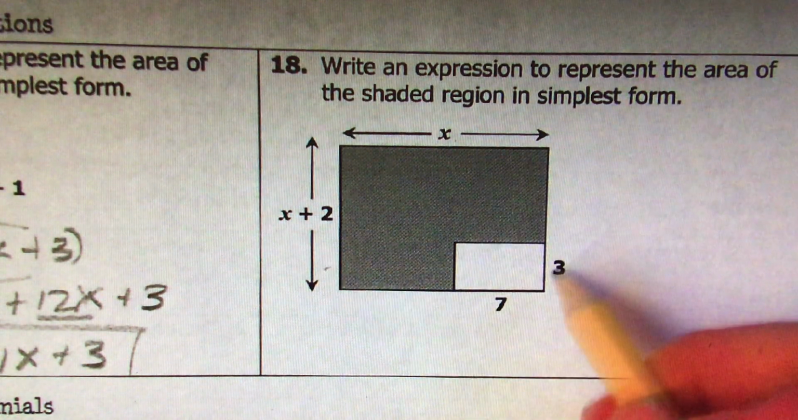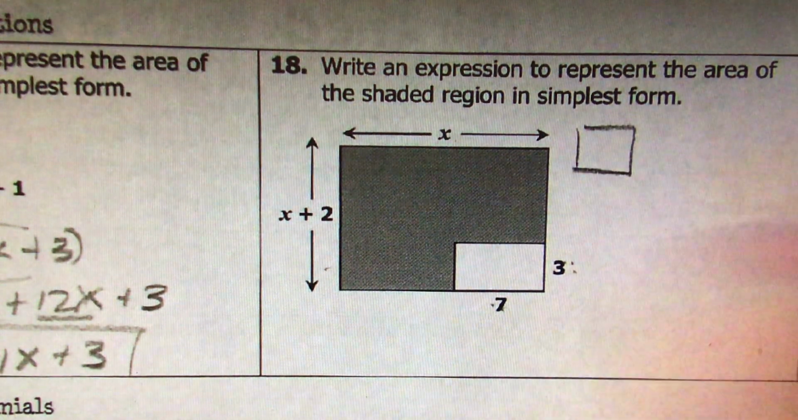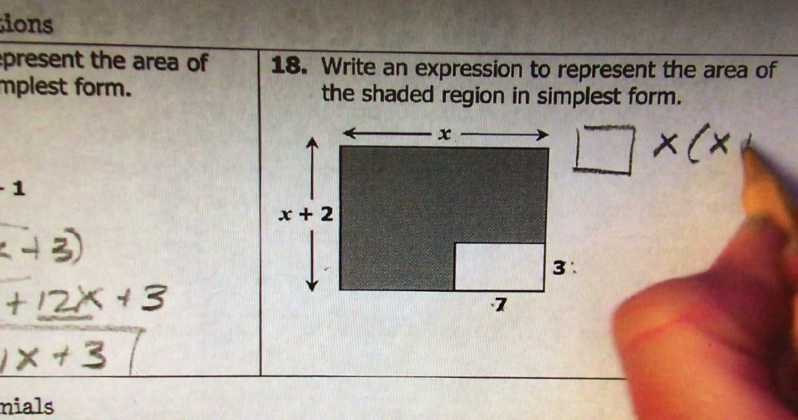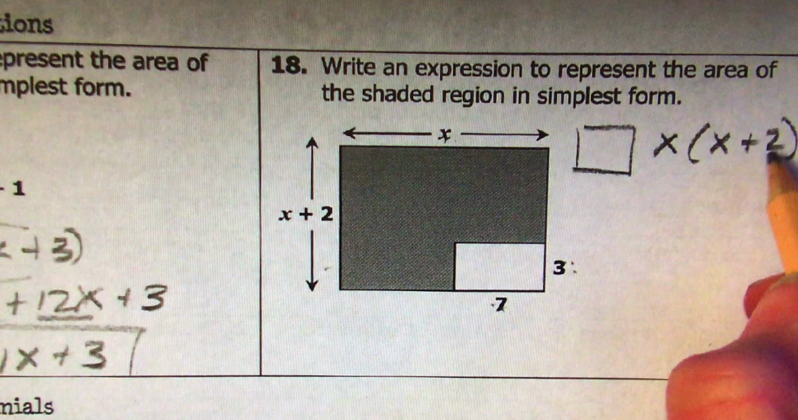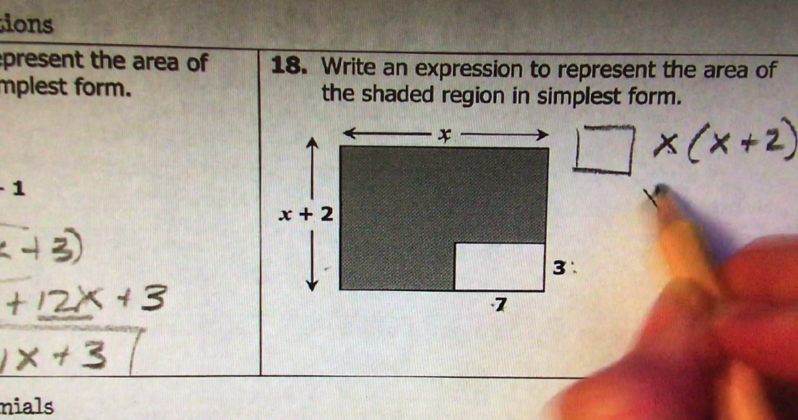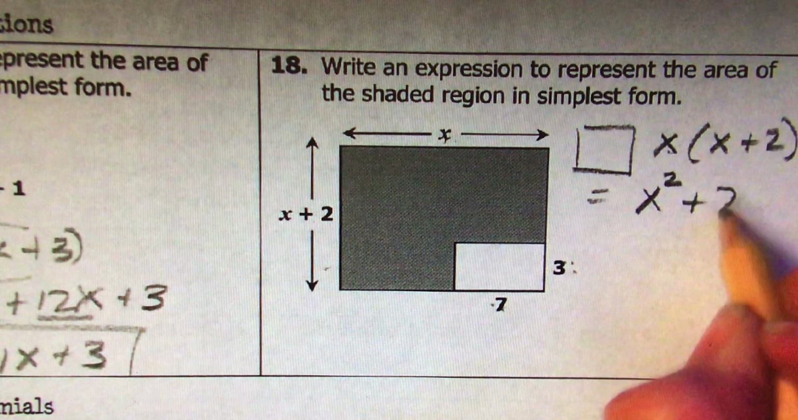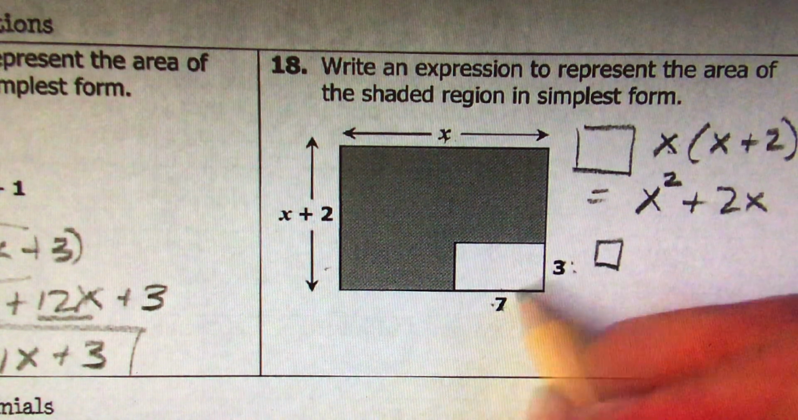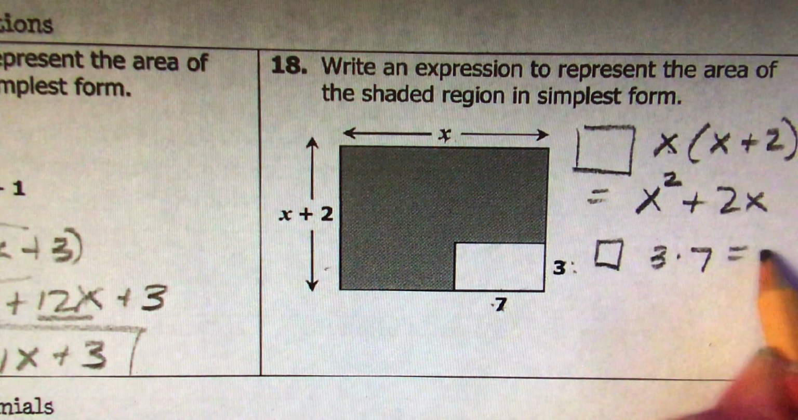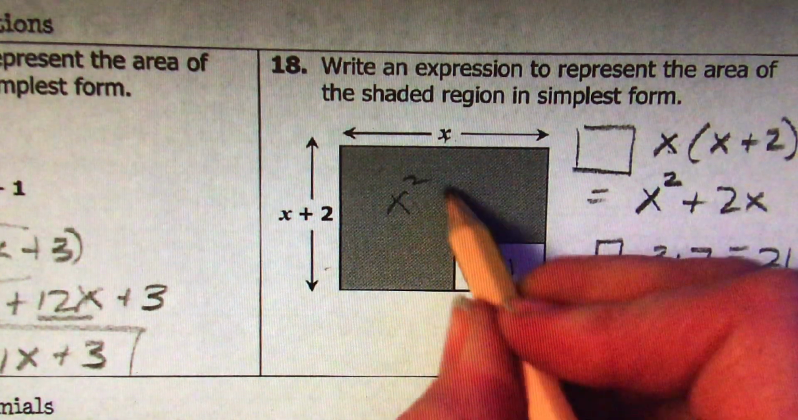Okay, so now I have that weird subtraction problem where I'm trying to find the area of the big rectangle and then subtract a little one. So the big rectangle is x times x plus 2. Again, I'm just multiplying these two sides together. When I multiply those out, x times x is x squared, and then x times 2 is 2x. Now the little rectangle is just a 3 by 7, which equals 21.